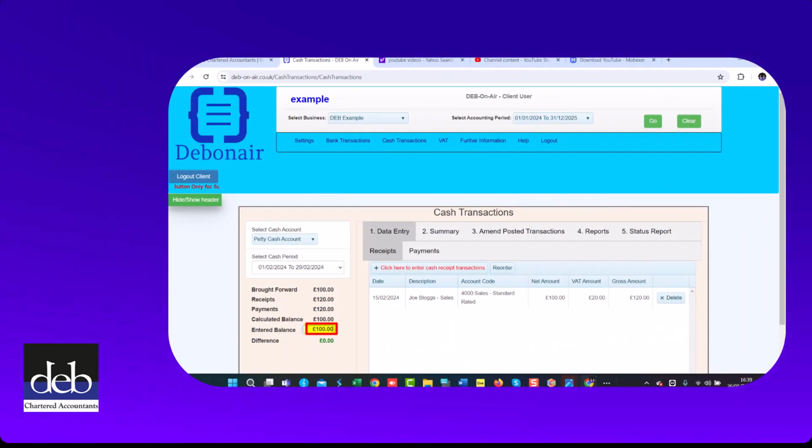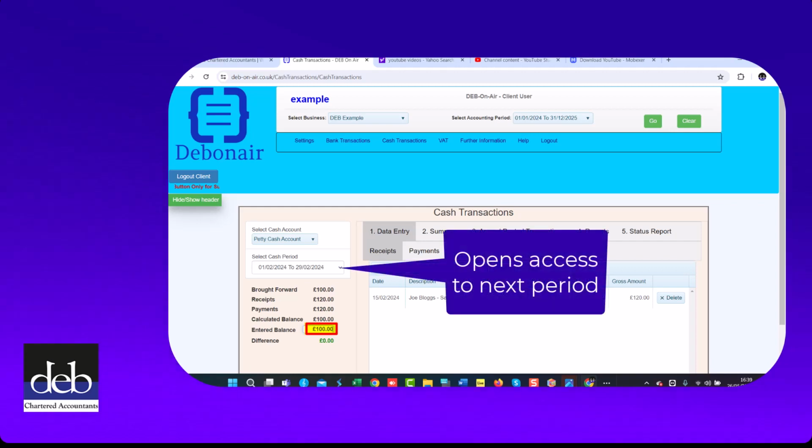Once a balance has been entered, this opens the way for you to enter the next period, for you to post further cash transactions. If you don't enter your counted cash balance, you will not be able to advance to the next period.